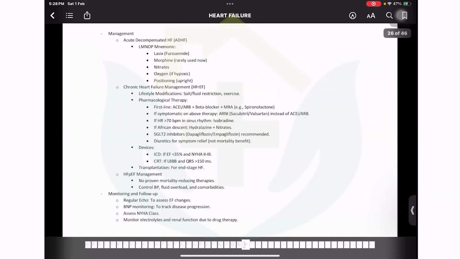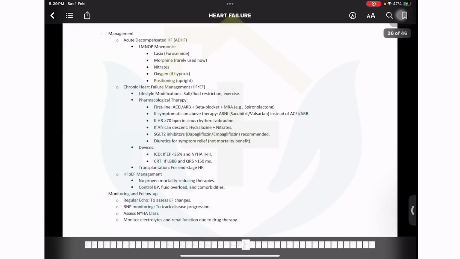See, the patient can come to you as a CCF or an ADHF. ADHF is acute decompensated heart failure. How do you treat? You treat it with LMNOP. L is Lasix, M is morphine, N is nitrates, O is oxygen or NIV, and P is positioning. So you position the patient upright.